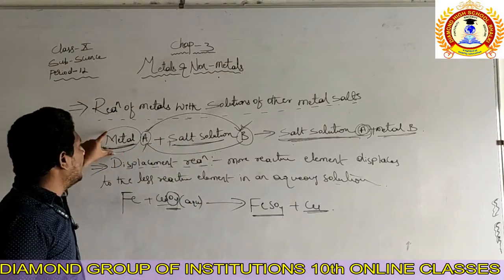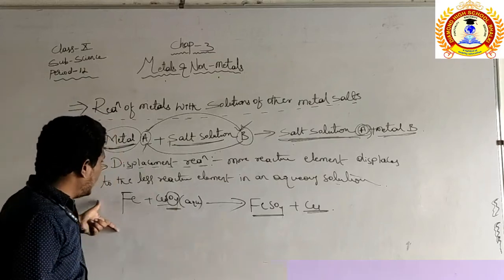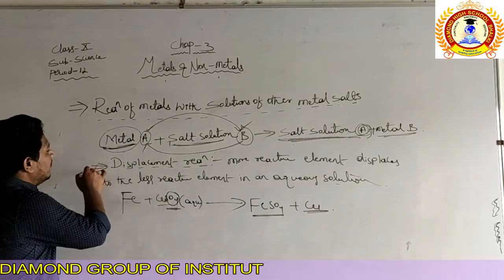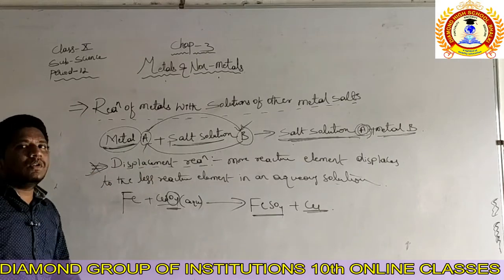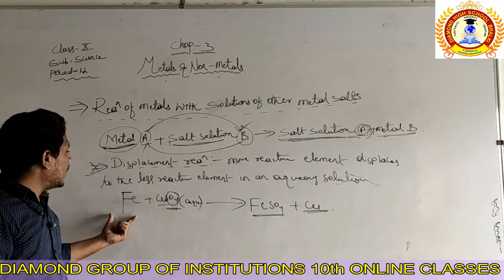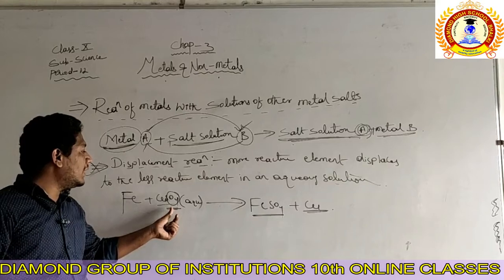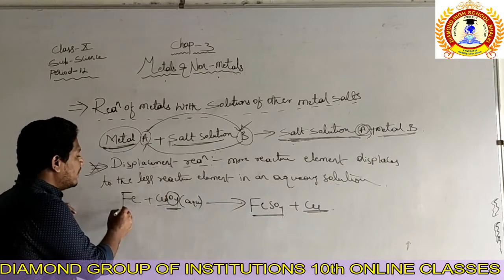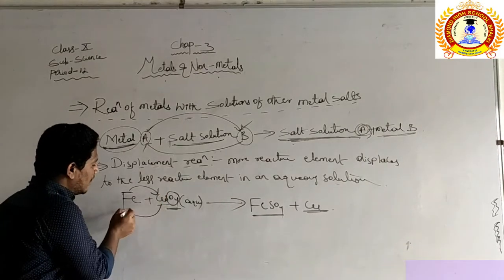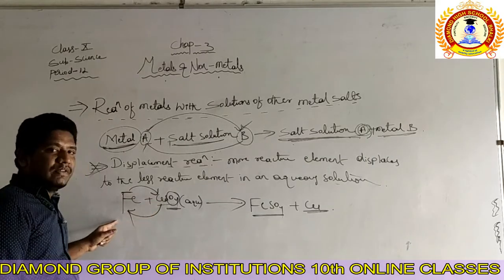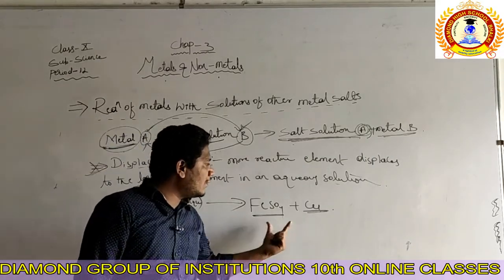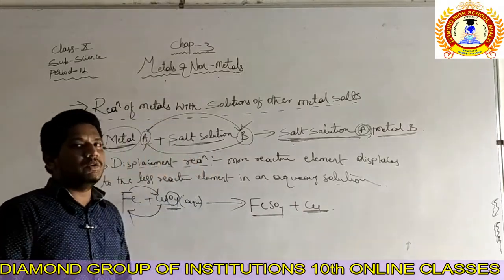Simple. You remember this line and give an example. No need to write the displacement reaction definition; I just reminded you about the displacement reaction, where the more reactive element displaces the less reactive element. Fe will displace the Cu, and as a result it becomes FeSO4, liberating Cu as the product.